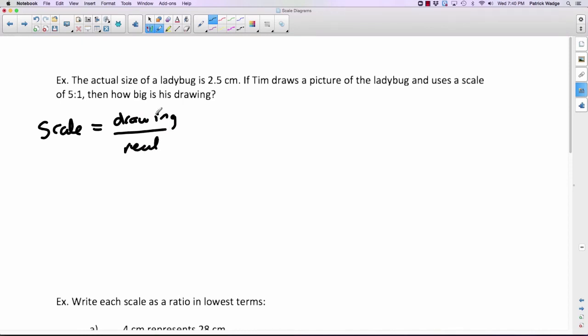Remember, drawing could also be a model, could be, I don't know, a map, whatever. So, do we know the scale? Sure do. It's 5 to 1. Don't write it like that, though. Write it 5 over 1. What other number do we have?